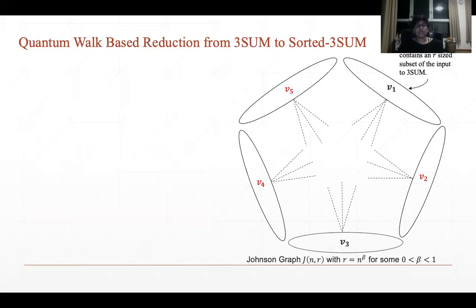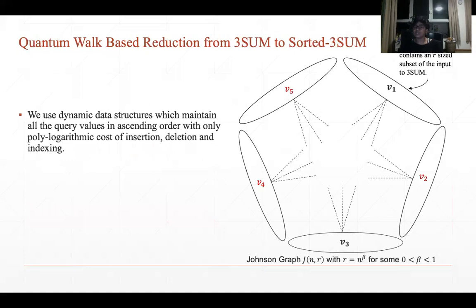And it turns out that using some dynamic data structures, and such dynamic data structures exist, we can actually store these query values in every node in ascending order. And the data structures are also so efficient that they allow operations like insertion or deletion or indexing to happen in polylogarithmic amount of time, which for us anyway are factors that we don't care about. So now we can use this dynamic data structure to sort these elements and keep them sorted.